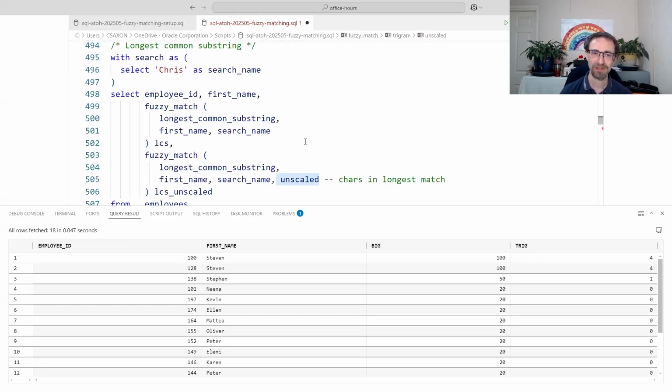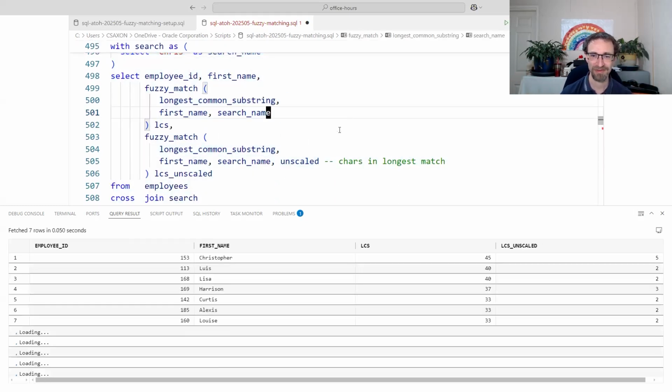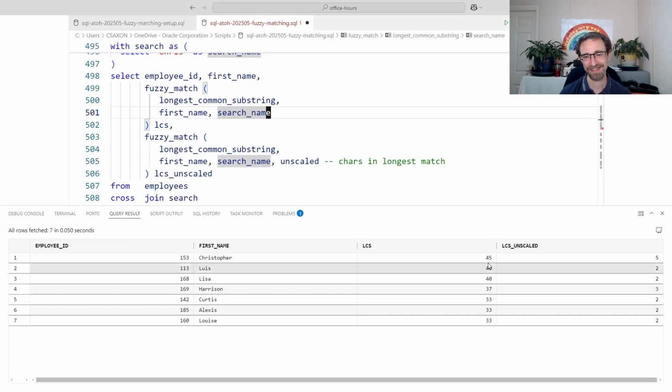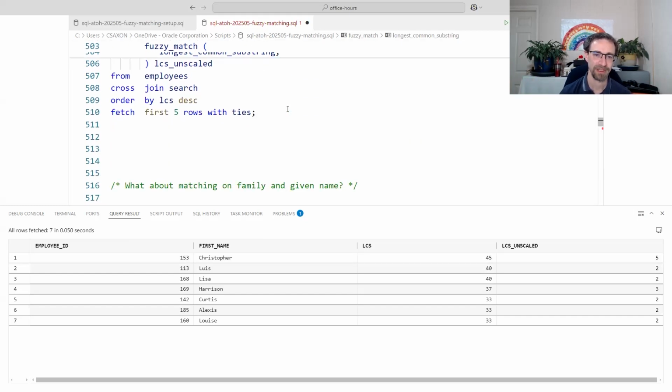Another thing we could do is look for the longest common substring. What's the total number of characters in common? So we search for Kris. Hopefully that will match Christopher. And indeed, the highest match is Christopher. So by default, we get a percentage of the number of characters in Christopher, or 5 characters total for our unscaled. So we can see there's other ways we can look for the closest match here. Again, this is useful for abbreviations and things like that, where we know part of the string, maybe not the whole string.